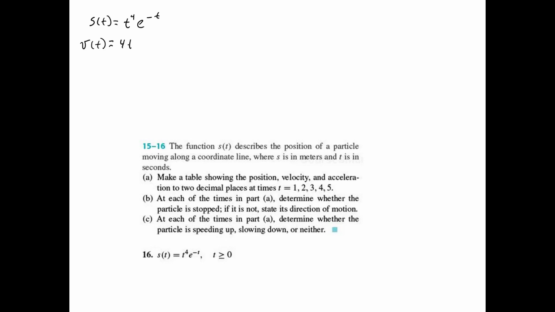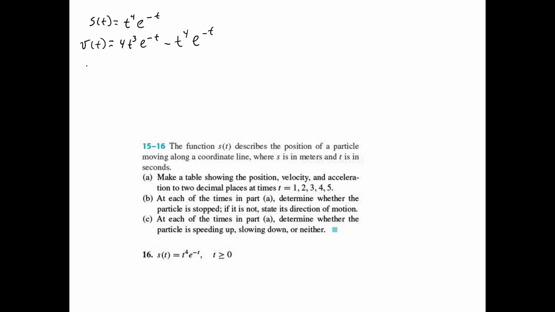I bring down the exponent, 4t cubed, e to the negative t, plus, but the derivative of e to the negative t is e to the negative t times the derivative of the inside. The derivative of the inside will be -1, that's why this is a minus. And then we leave the first one alone, t to the fourth, e to the negative t.